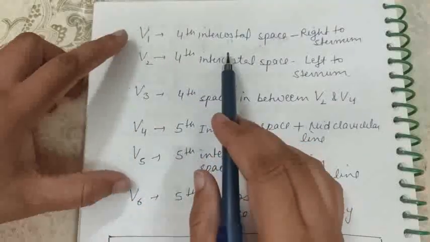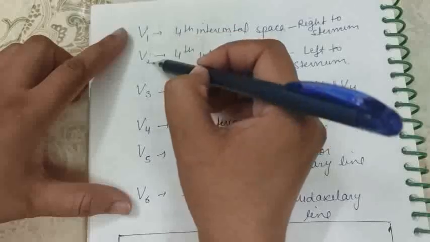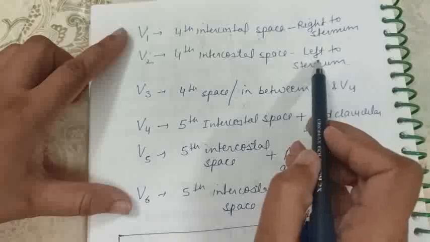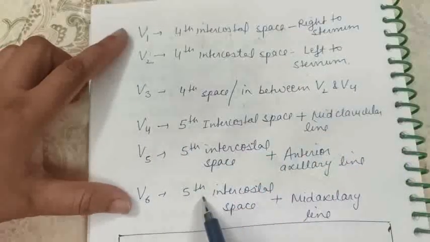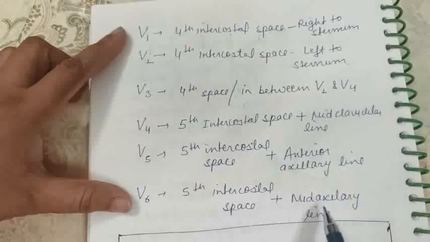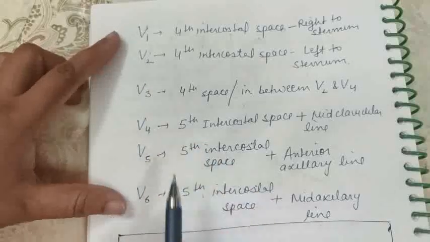V1, so you don't have to mug up these things. This is very easy actually. V1 and V2 are fourth intercostal space. One toward right side of sternum, one toward left side of sternum. V4, V5, V6 are at fifth intercostal space. The difference is mid-clavicular line, anterior axillary line and mid-axillary line. And V3 is between V2 and V4 exactly.